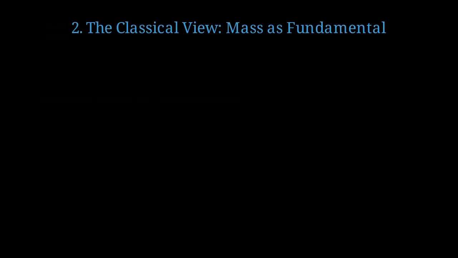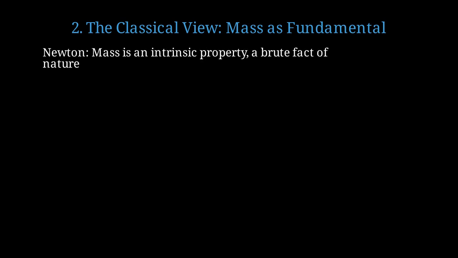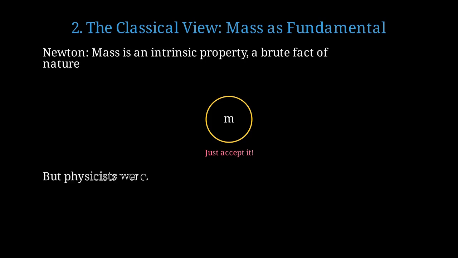Historically, physicists treated inertia as simply fundamental and unexplainable. Newton treated mass as an intrinsic property of matter, something that just is, with no deeper explanation needed. For 3 centuries, mass was just a number you measured and plugged into equations. End of story. But this felt unsatisfying. Surely there must be a deeper reason why objects resist motion.